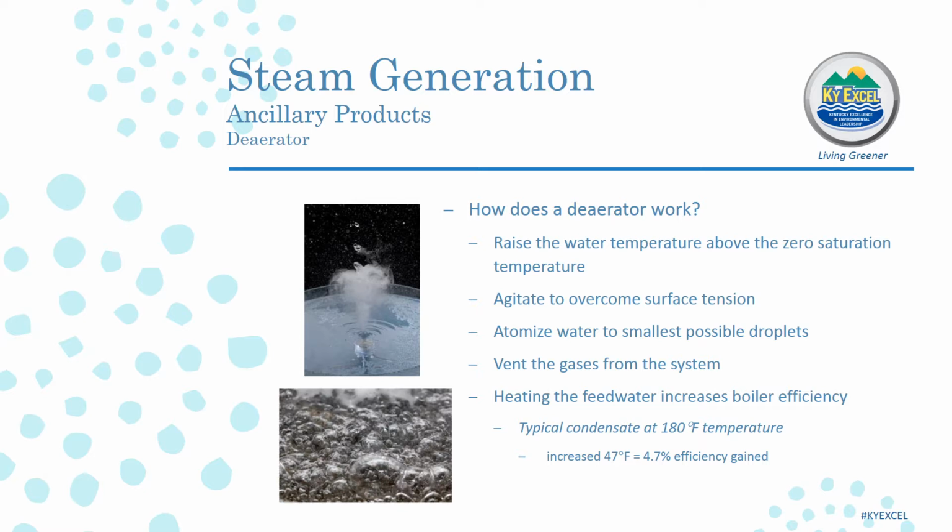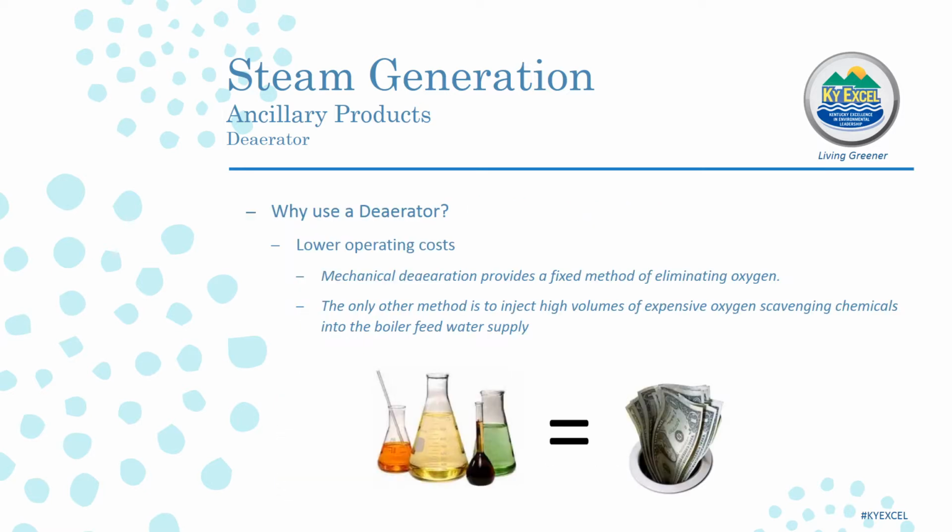Heat in the feed water increases boiler efficiency by 1% for every 10 degrees Fahrenheit. For example, if a typical condensate at 180 degrees Fahrenheit is increased by 47 degrees Fahrenheit, this will equal a 4.7% efficiency gained. Mechanical deaeration provides a fixed method of eliminating oxygen and other gases. The only other method is to inject high volumes of an inexpensive scavenging chemical into the boiler feed water supply. A fixed method, like a deaerator, lowers operating costs.